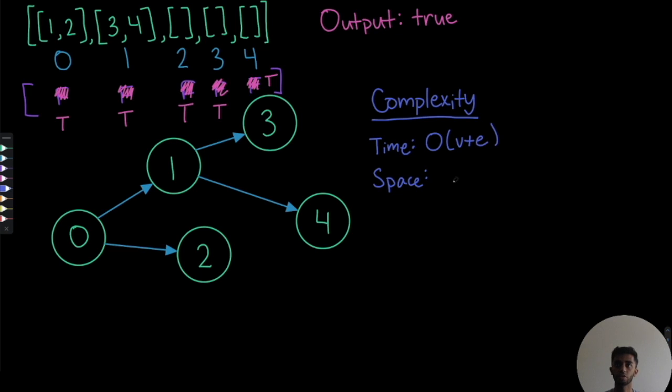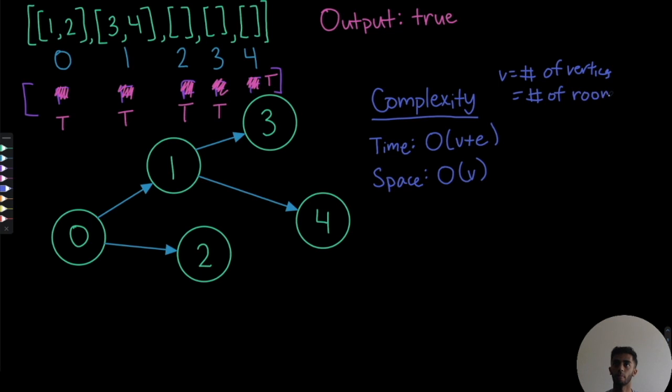This is nothing too new. It's going to be O of V plus E. You know what? I forgot to start by defining the variables. V is going to be the number of vertices in our graph, which is also equal to the number of rooms in our graph. Let's just rewrite that word. Number of rooms. Okay, and then E is going to equal the number of edges, which is also equal to the number of keys that are present in the input 2D array.